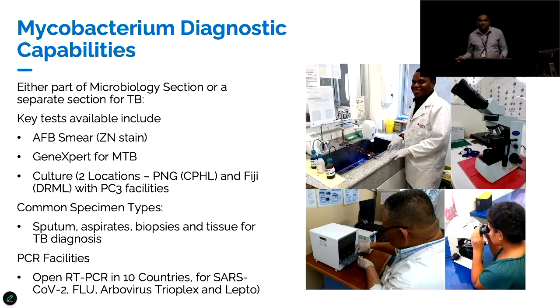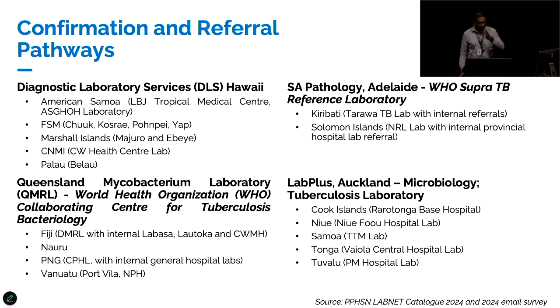And the common specimen types that they receive range from sputum, aspirates, biopsies, and tissues for TB diagnosis, and some pus swabs as well, I'm told, in PNG, purely because of the ulcerans issue. And I've mentioned the 10 countries that do have open RT-PCR platforms. So for Mycobacterium, if it's AFB positive and GeneXpert positive, for example, on the GeneXpert Ultra cartridge, they have a strong referral pathway for sending those isolates off-site for drug testing. And only when it's rifampicin resistant on the GeneXpert Ultra cartridge, I think.